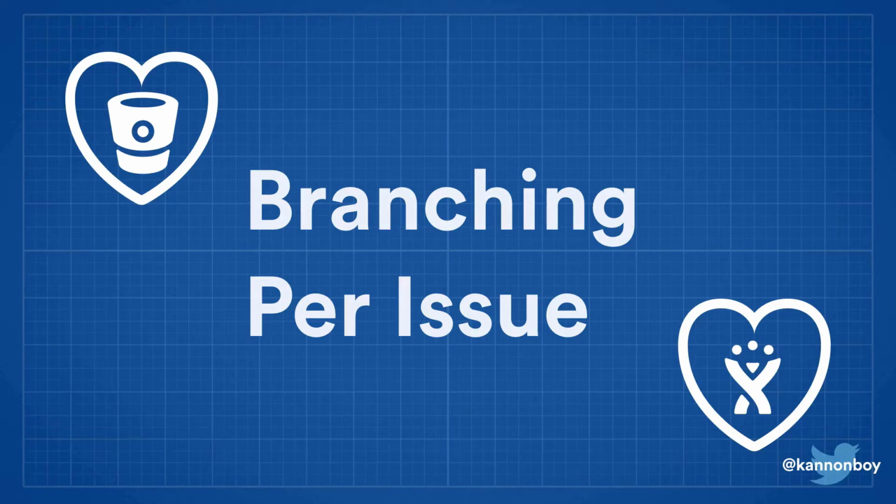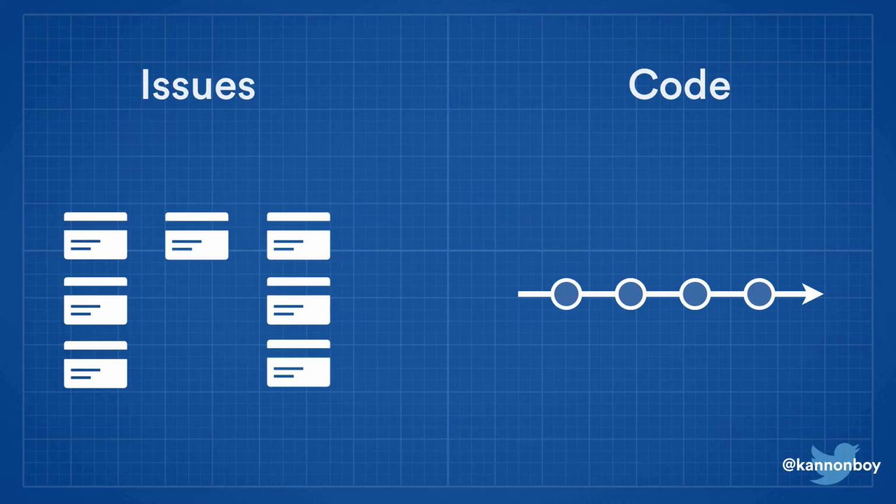In this section, I'm going to show you some powerful integration features that let you tightly couple your JIRA issues to the code inside your Bitbucket repositories. There are two fundamental components to any software project. There's a set of issues that represent business problems, features, or bug fixes that need to be implemented in your software. And then there's the code that actually implements those changes.